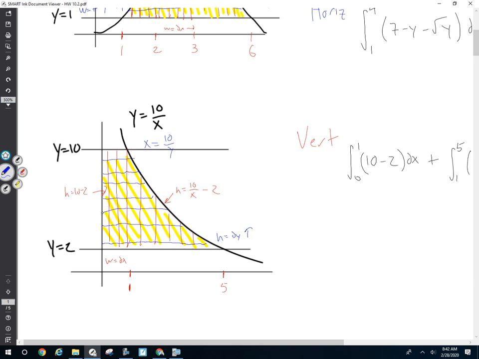So if I take a y, plug it in here, I'll get this x distance. That's the x distance, so that's going to be the widths. The widths are 10 over y, and you could say minus 0 because it's x equals 0, or you can just not subtract anything. So this is the integral from 2 to 10 of 10 over y. We'll get the same answer for both of those.